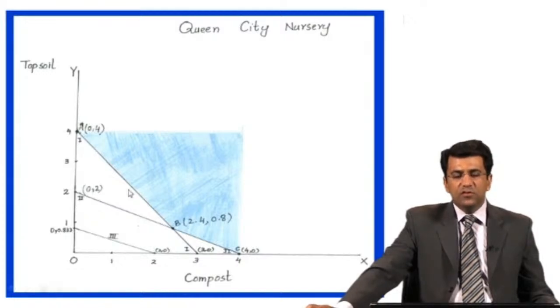We will solve equation 1 and equation 2 in order to find the coordinates of B. Another corner point in that feasible area is point C. Again, point C is the intersection of line 2 and line 1. So again, we will solve equation 1 and equation 2 in order to find the coordinates of point C.